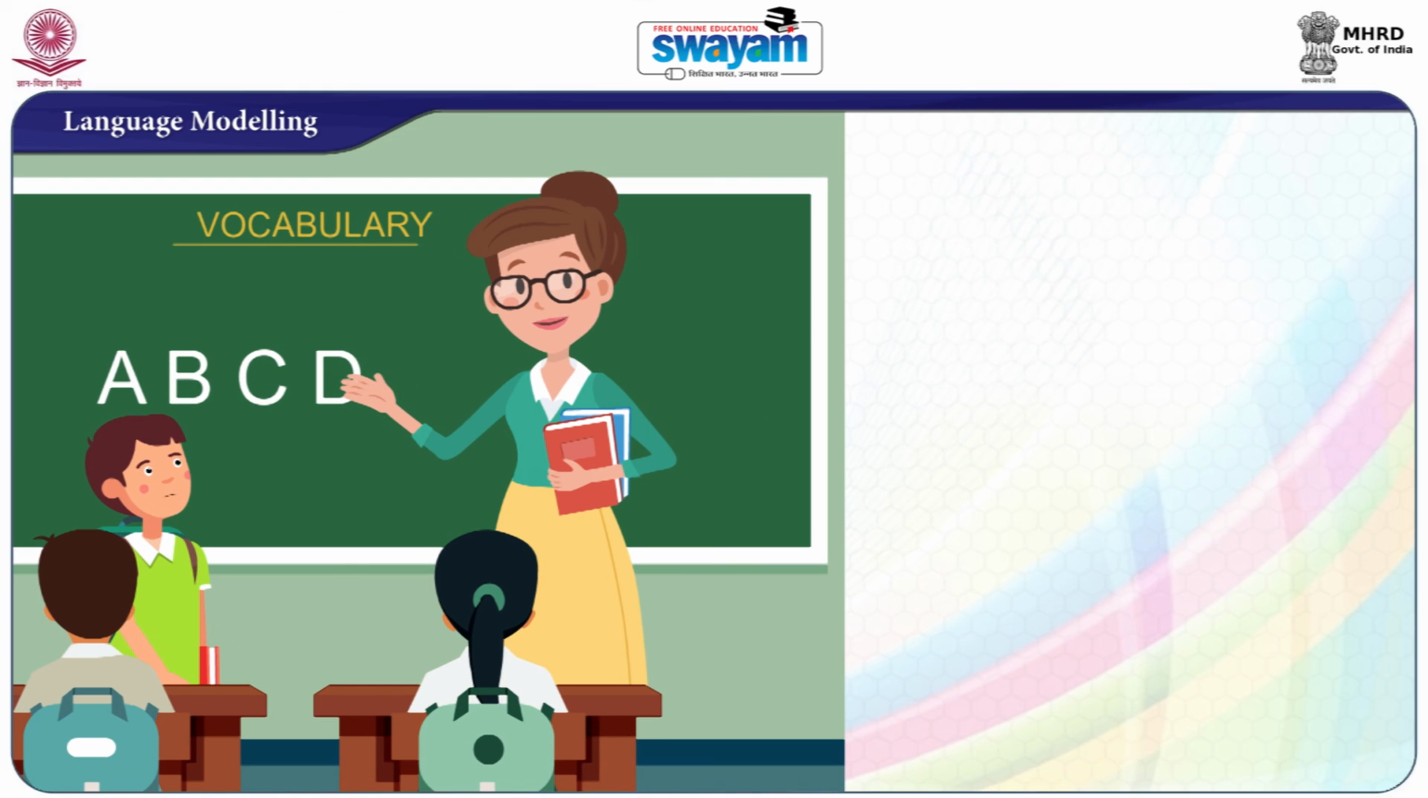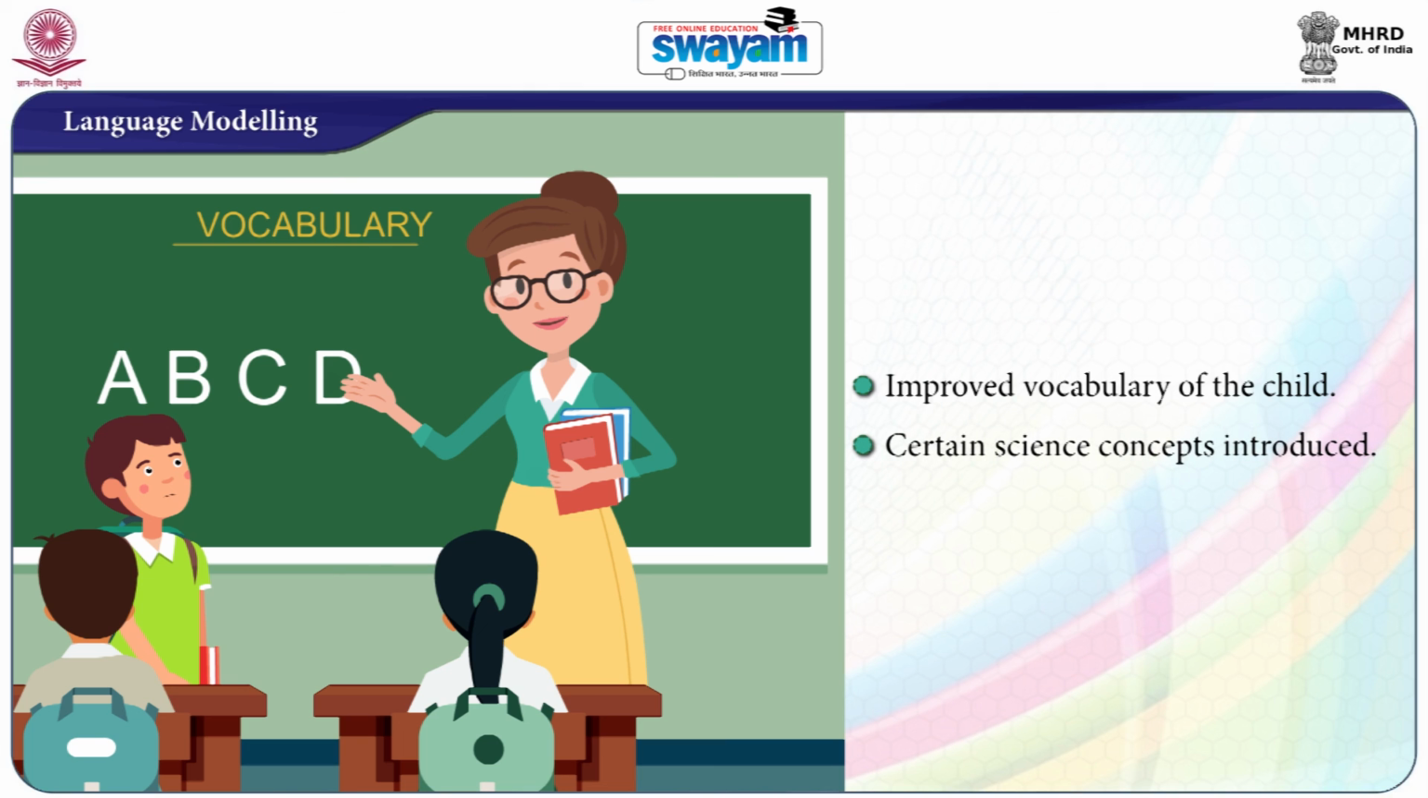In this 1 minute one-to-one conversation between the educator and the child, the educator advances the vocabulary of the child by introducing new words like steam, rising, sip and scald. At the same time, certain science concepts were also introduced. Also, the educator had expanded the meaning of a new word. So, this is how language modeling can be used.